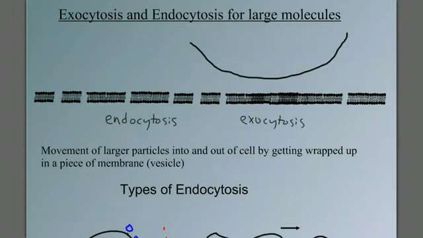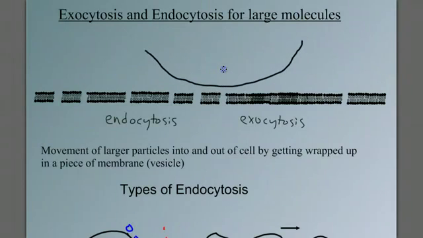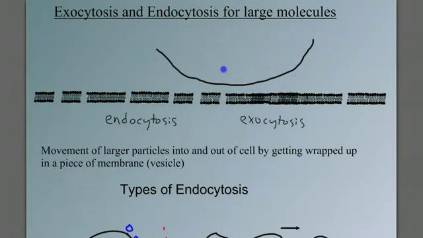So I've changed the scale here, and here's our large molecule. And the question is, can we get something of this scale through this membrane? And the answer is through endo and exocytosis, yes. The movement of large particles in or out of the cell, getting wrapped up in a vesicle: into the cell is endocytosis, out of the cell is exocytosis.